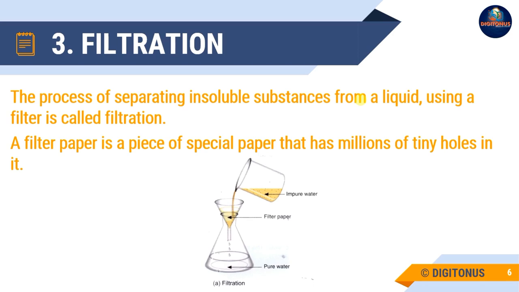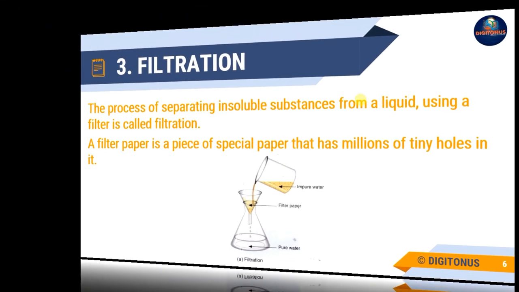So, a filter paper can be defined as a piece of special paper that has millions of tiny holes in it. The holes of a filter paper are so small that they cannot be seen with the naked eye. So, we use a microscope to see them. Now let us understand the uses of filtration in our everyday life.